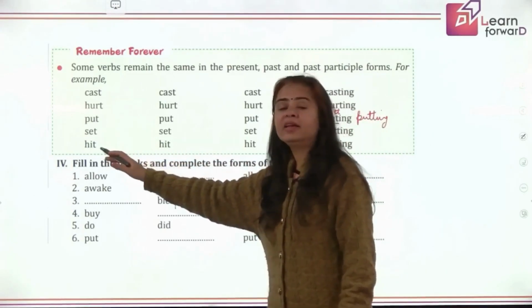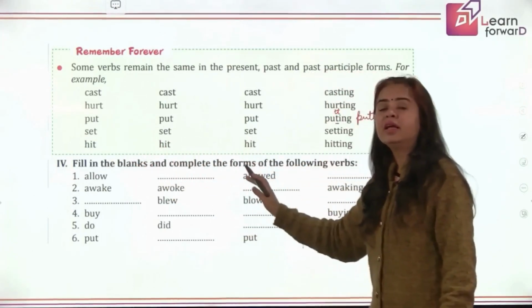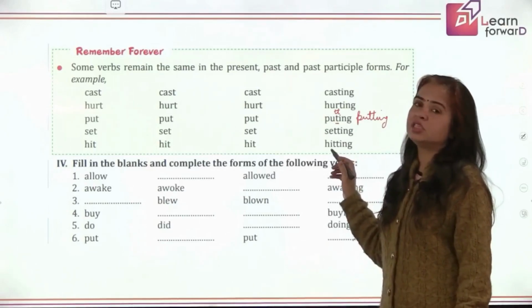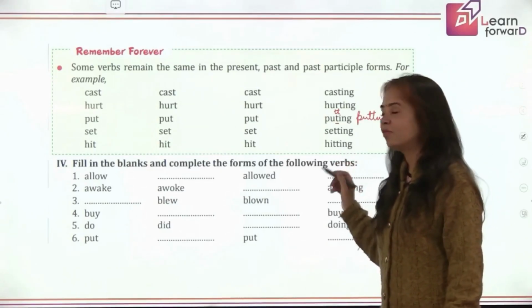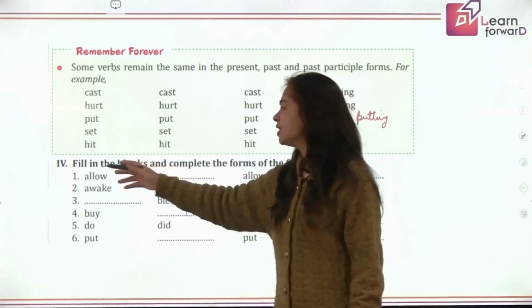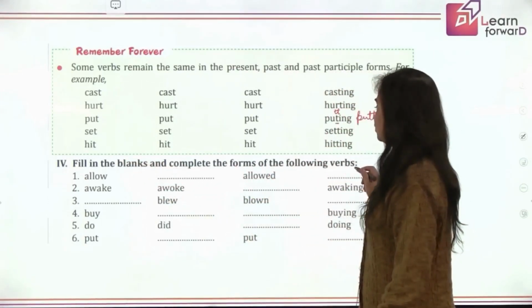Next, hit remains hit. Hit, hit, hit. Again, double T, ing when it is the present participle form. So now let's do an exercise, fill in the blanks and complete the forms of the following verbs.